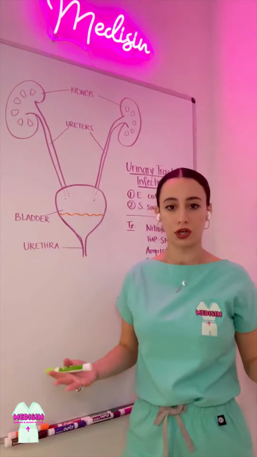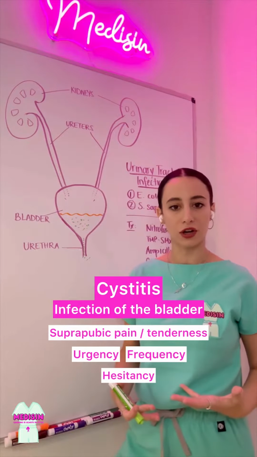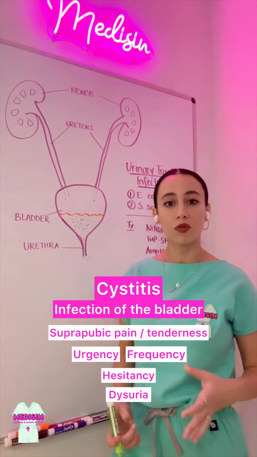Now, the symptoms of cystitis are usually suprapubic pain and tenderness, urgency, which means the person feels like they have to urinate often, frequency, when the person actually does urinate often, and even hesitancy, where it's difficult to urinate. Dysuria is another common symptom, which is pain with urination. And of course, with any infection, we could have fever.